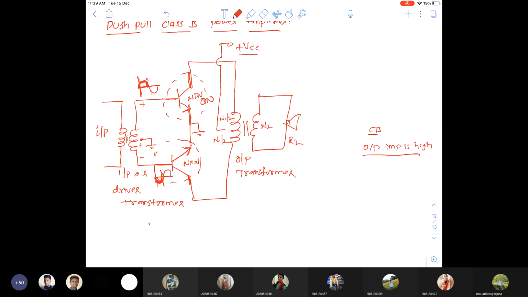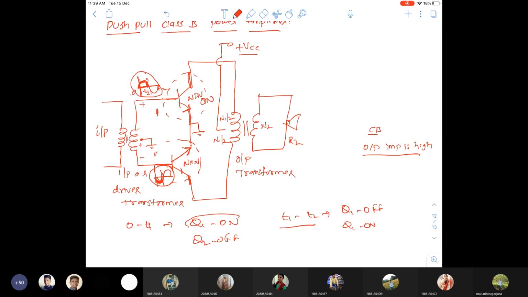Let us assume 0, T1, T2. For 0 to T1, Q1 is on, Q2 is off. For T1 to T2, Q1 is off, Q2 is on. So the positive peak will be processed through the transistor between 0 to T1 here, and that positive peak will be processed here between T1 to T2. So here one positive peak and here one positive peak, two positive peaks will appear in the output.